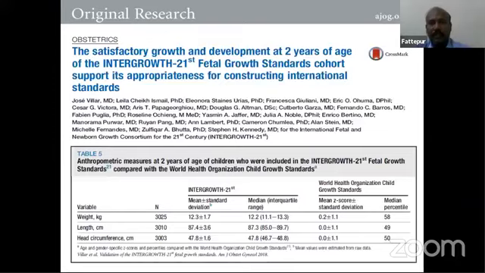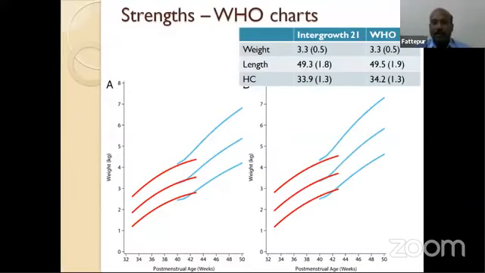So what are the strengths of this chart? Why should we be following this? Compared to intrauterine growth charts, what are the strengths which will tell you, okay, this is the ideal one.